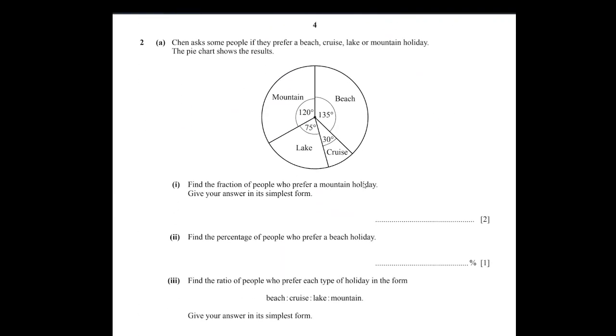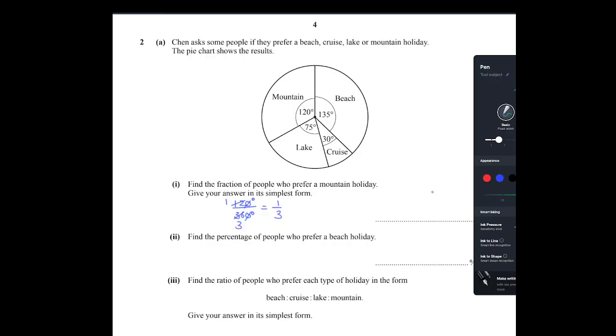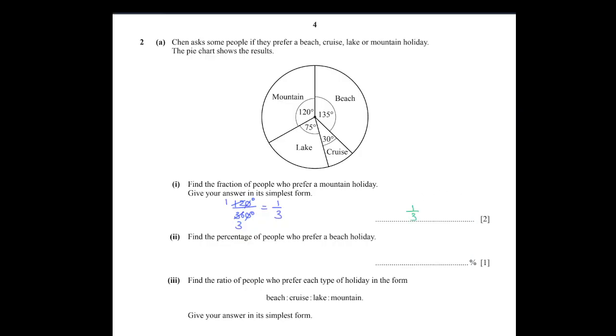Question number 2 now. Chen asks some people if they prefer a beach, cruise, lake or mountain holiday. The pie chart shows the results. Find the fraction of people who prefer a mountain holiday. Give your answer in simplest form. So mountain holiday, when you see, it's given as the angle there as 120. So 120 should be divided by total angle 360. So you get 12 times 1, 12 times 3 as 36. So 1 by 3. This is the fraction of people who are preferring to go for mountains on holiday.